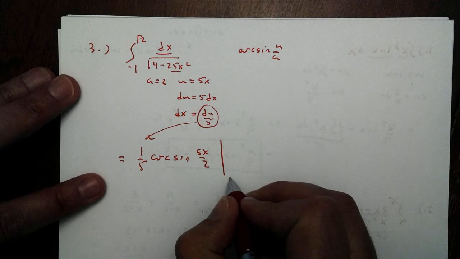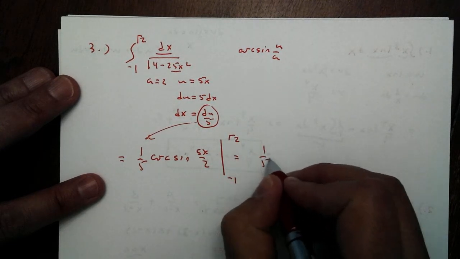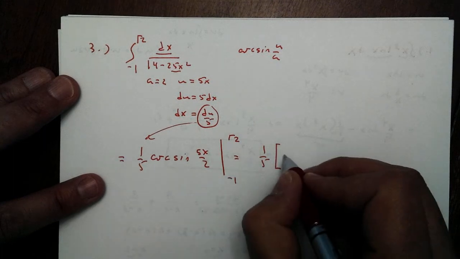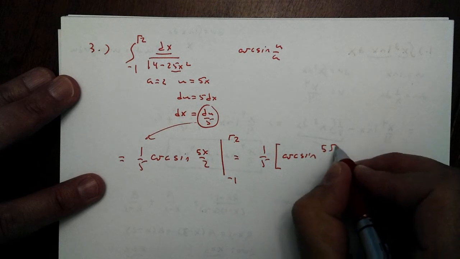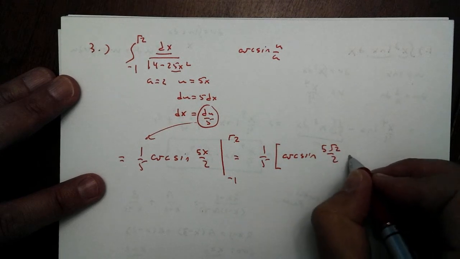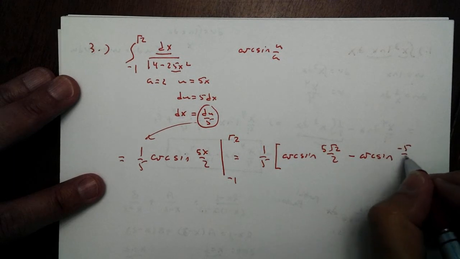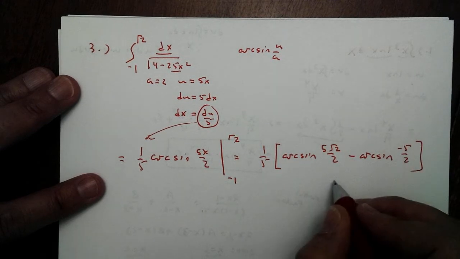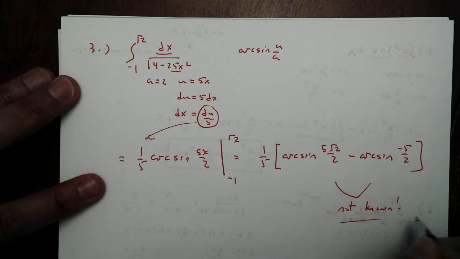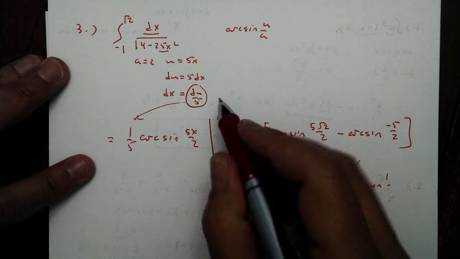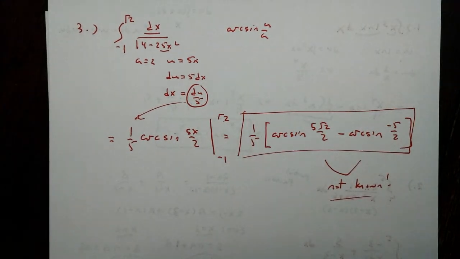And this is going to be evaluated from negative 1 to root 2. And the answer is not pretty. I'm factoring out the 1/5. This becomes the arc sine of 5 root 2 over 2 minus the arc sine, if I plug in the negative 1, negative 5 over 2. And those are not one of your known trig values, so you're not expected to be able to simplify something like that. You would just leave it alone, and that would be your answer right there.